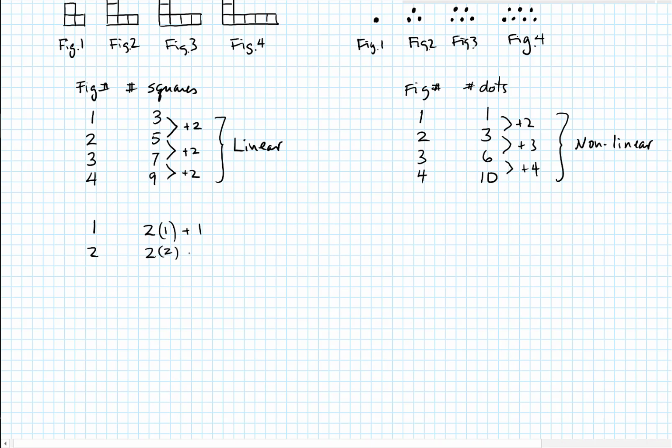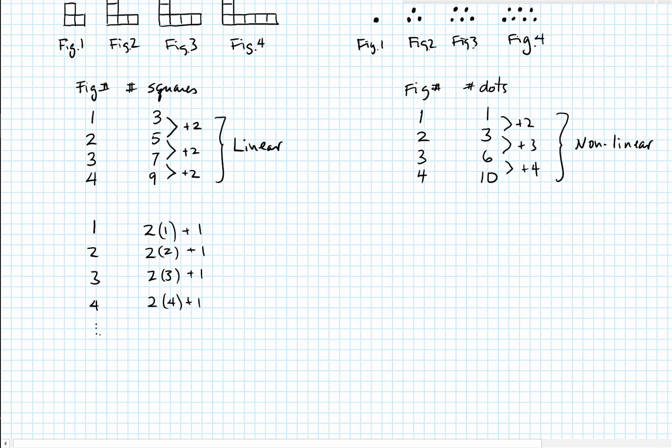So figure 2, we have 2 times 2 plus 1. And figure 3, we have 2 times 3 plus 1. Figure 4, we have 2 times 4 plus 1. And you can see that the numbers line up perfectly. So for figure 1, 2 times 1 plus 1 is 3. For figure 2, 2 times 2 plus 1 is 5, etc. So the number in the brackets is just the figure number. So we're basically relating the set of numbers on the right to the set of numbers on the left.